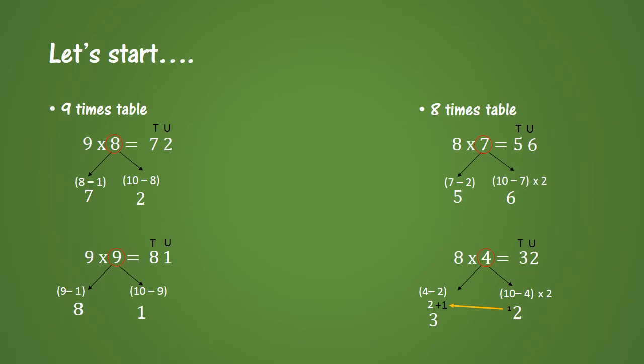So for 8 times table, what we are doing is, for units place, we are just subtracting the face value by 10 first and then multiplying it by 2. And for tens place, we are just subtracting the face value by 2. So this way we can calculate 8 into 5, 8 into 9, 8 into 6 and so on. So now let's see how to calculate 7 times table. So let's take an example of 7 into 9.